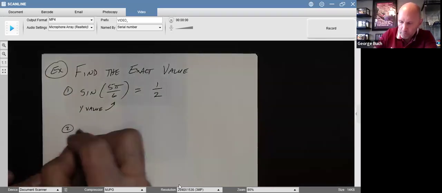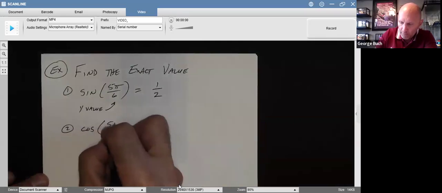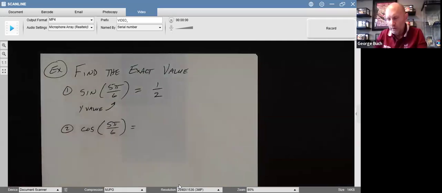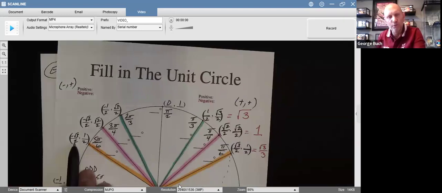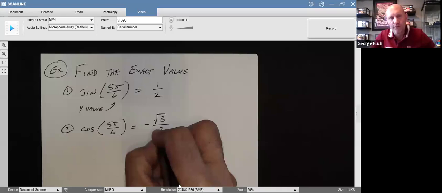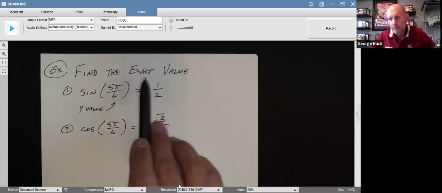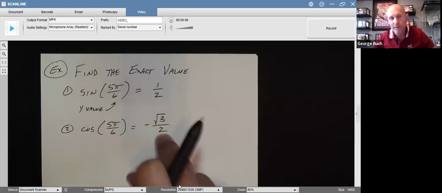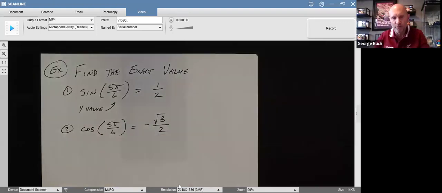Second one, what's cosine of 5 pi over 6? So this wants to know the x value for 5 pi over 6, which is negative root 3 over 2. Now, notice this says what's the exact value. If you put this on your calculator and get some decimal answer and try to enter it, let's say if you guys are in my class and you're using WebAssign and you try to put a decimal answer in, it's going to mark it wrong. Because this is the exact value. Your calculator answer is an approximate value. It's not exact.